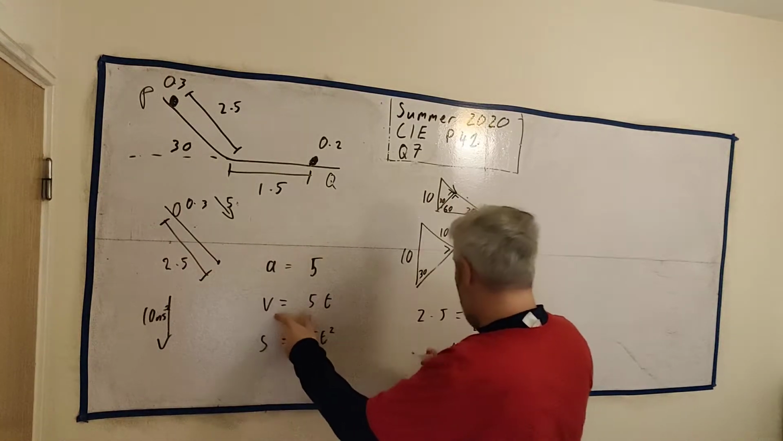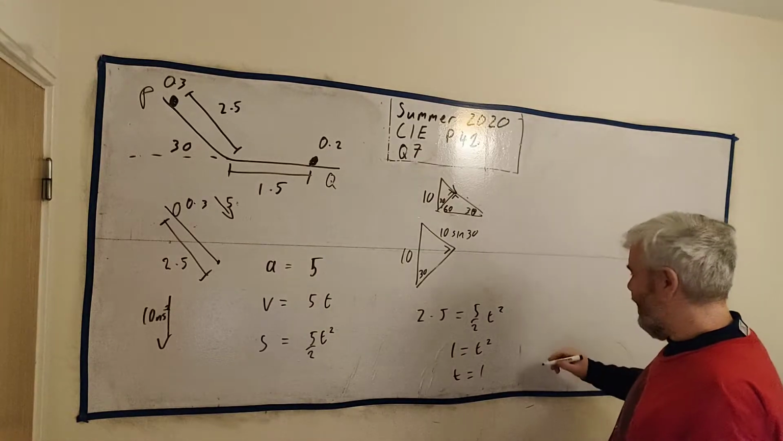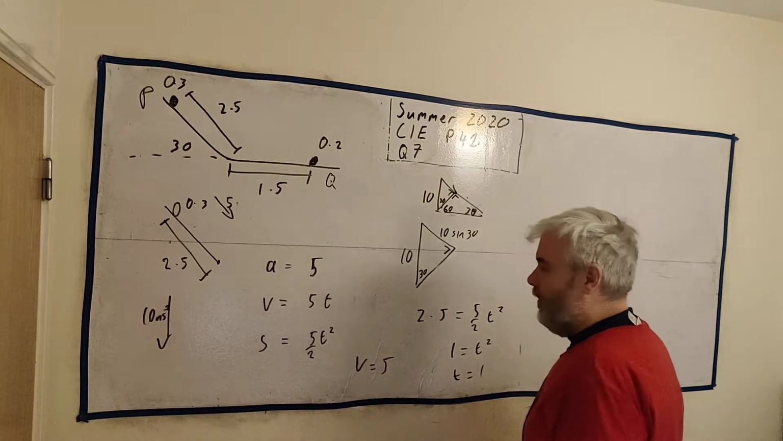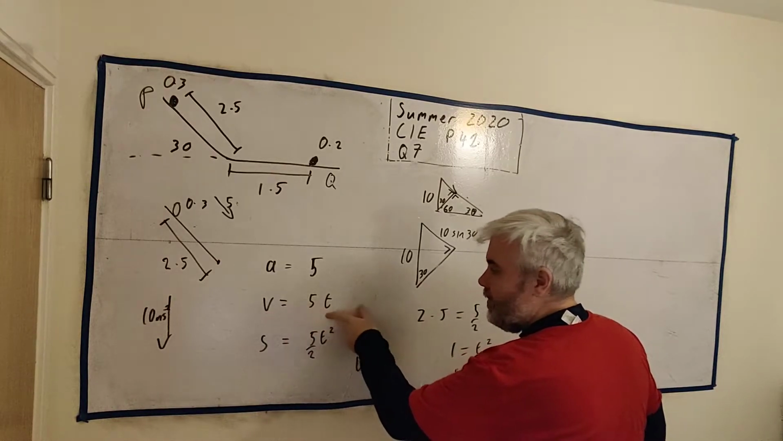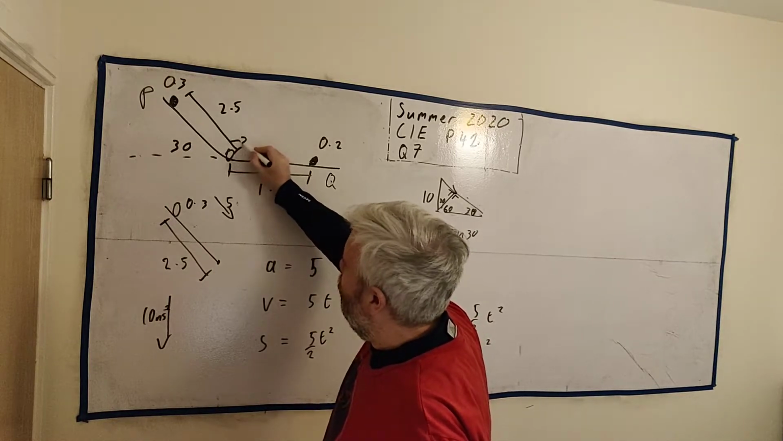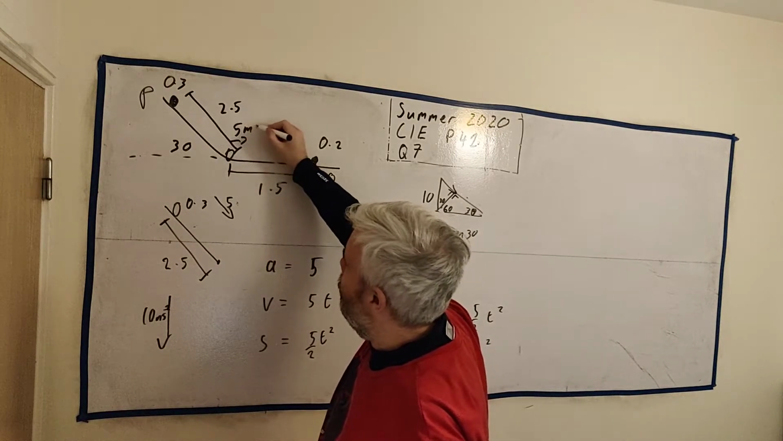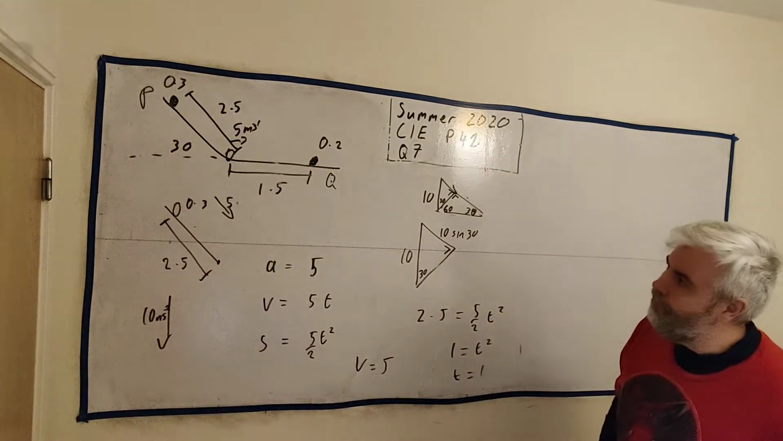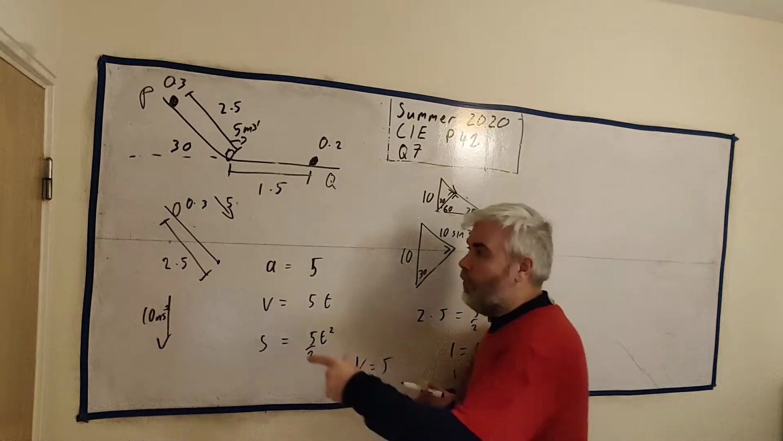So then the velocity is quite easy to find. v is equal to 5. After 1 second, v is equal to 5. So this ball at the bottom of the hill will be travelling 5 meters per second. So that's the first part. We've broken it up into this.